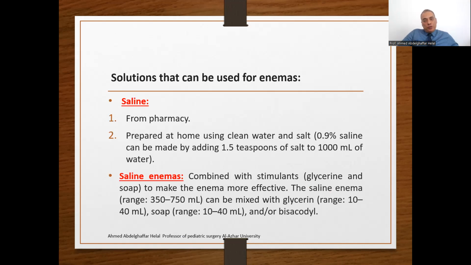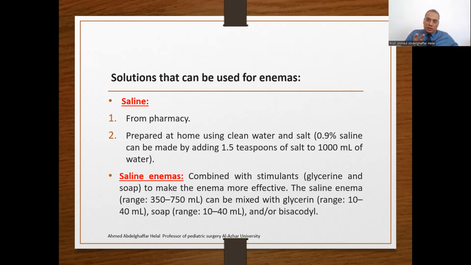The solution that can be used for the enema may be saline. This can be brought from the pharmacy or prepared at home using clean water and salt. 0.9 saline can be made by adding 1.5 teaspoonfuls of salt to 1,000 ml of water. Saline enema may be combined with a stimulant such as glycerin or soap to make the enema more efficient.